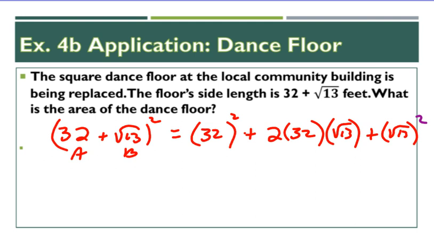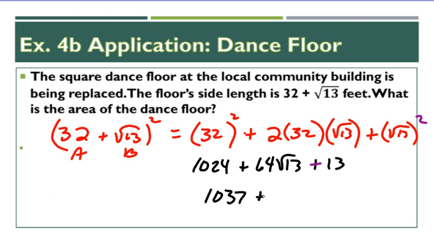So 3 squared is 9. This would be plus 3 times 2 is 6 times square root of 13, and square root of 13 squared is a positive 13. So 9 plus 13 gives us 22 plus 6 square root of 13, and this would be square feet. That is our lesson today on multiplying radical expressions.